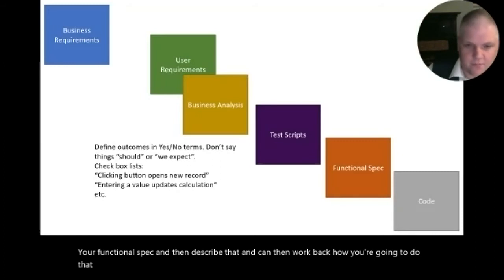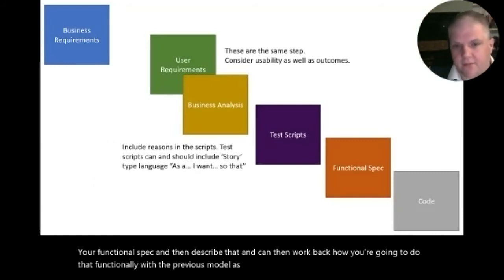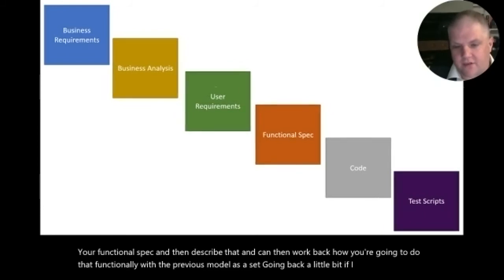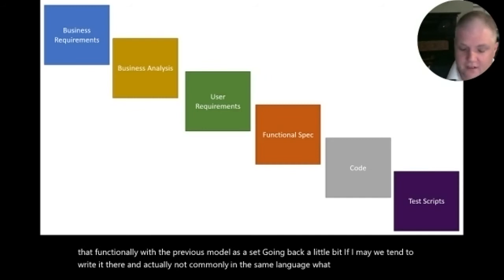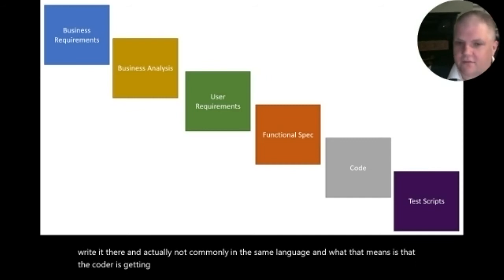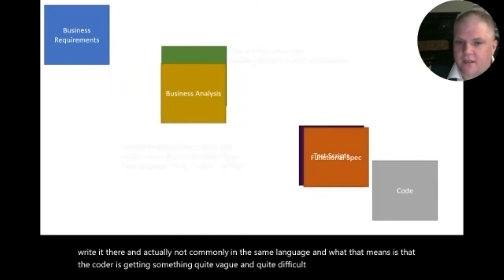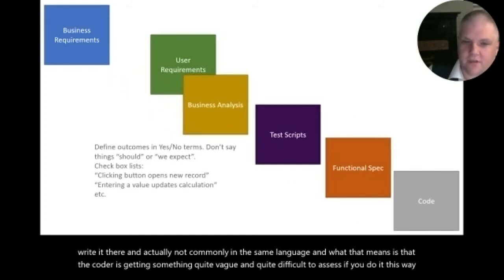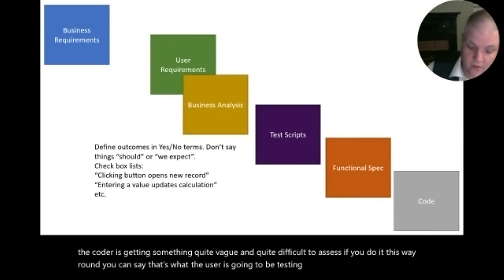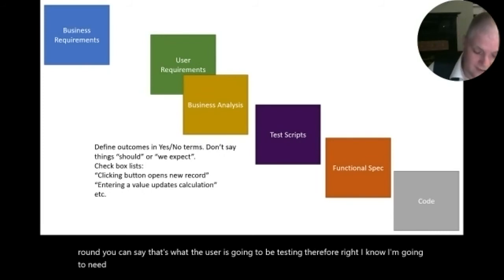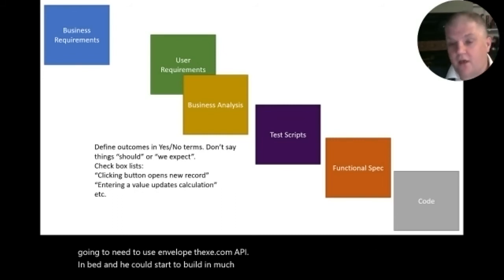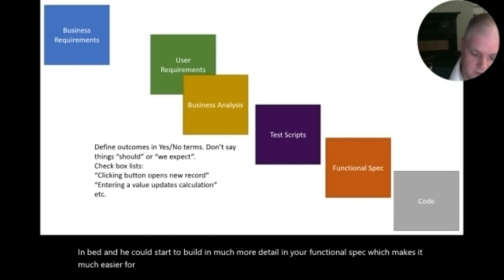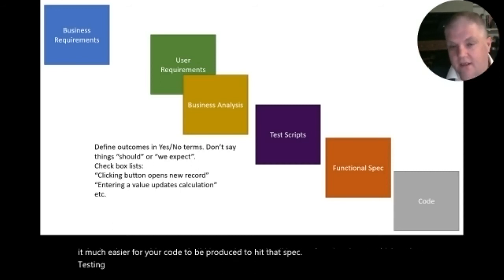With the previous model, going back a little bit, if I may, we tend to write it there, and commonly in the same language. What that means is that the coder is getting something quite vague and quite difficult to assess. If you do it this way round, you can say, well, that's what the user is going to be testing. Therefore, I know I'm going to need to use, I don't know, the xe.com API, and you can start to build in much more detail in your functional spec, which makes it much easier for your code to be produced to hit that spec. And testing that happens at the end is also much easier.